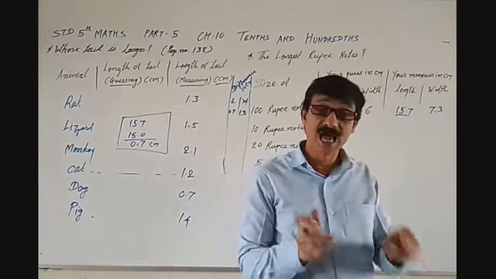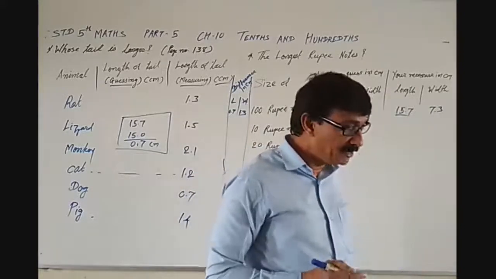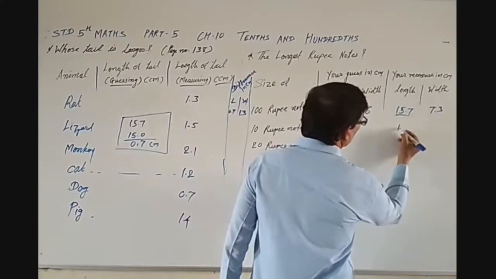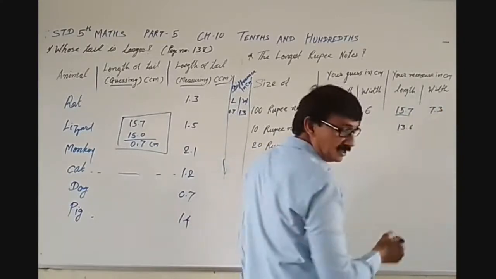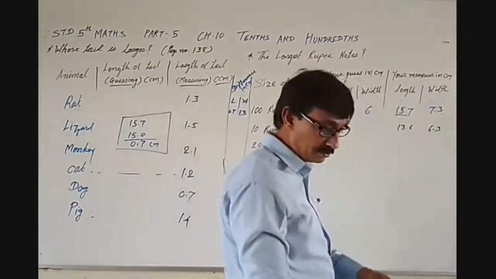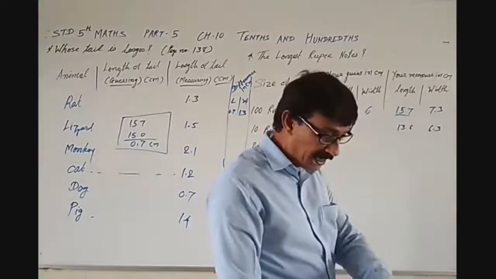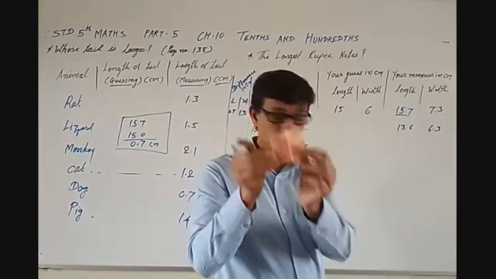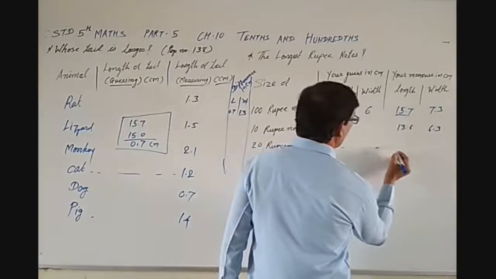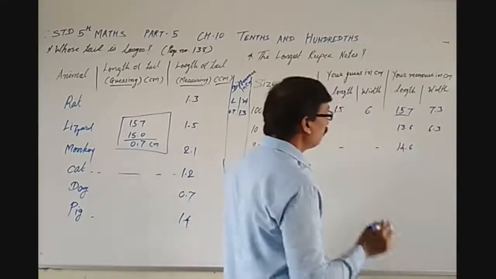So pause this video, and now I am writing the original measurements. Okay, so the 10 rupee note is 13.6 in length and the width is 6.3. Okay, then the 20 rupee note. Let me show you once again. This is the 20 rupee note. Okay, and it is 14.6 in length and the width is 6.2.